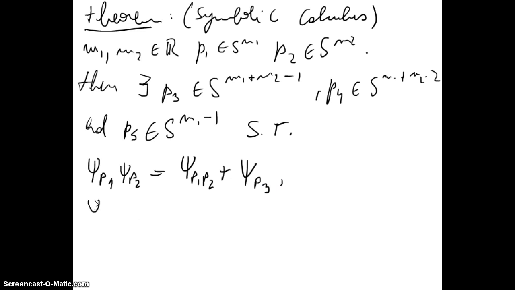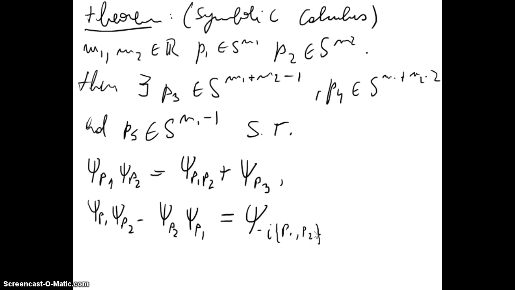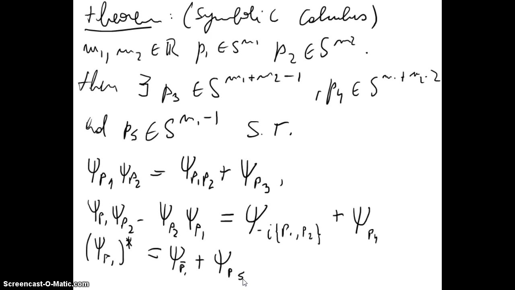and Ψ_{p1}Ψ_{p2} minus Ψ_{p2}Ψ_{p1} will be equal to Ψ of minus i times the Poisson bracket of p1 and p2, okay, plus Ψ_{p4}, and then another one is that the adjoint, or conjugate, of Ψ_{p1} would be Ψ of the conjugate of p1 plus Ψ_{p5}, okay, always respecting the sets where each symbol p is.